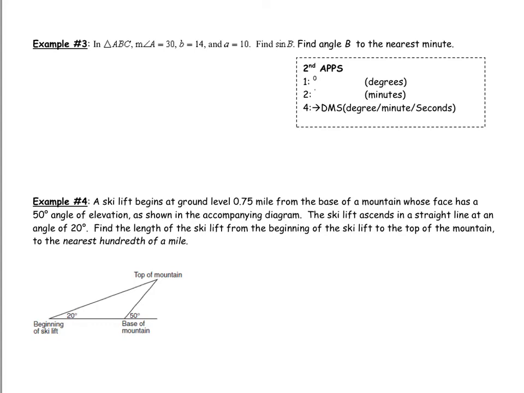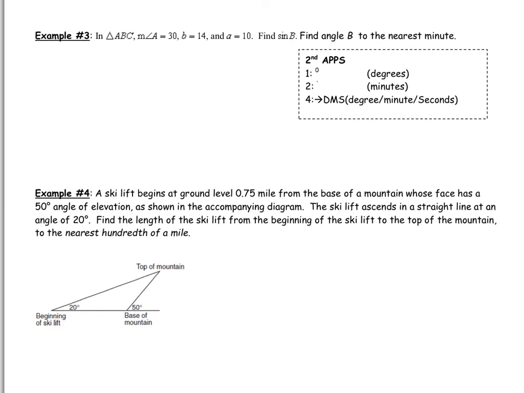Okay, example number 3. There's no picture drawn, so let's go ahead and draw a picture. They tell us it's triangle ABC. So triangle ABC. A is 30 degrees. Little b, remember that little b is across from angle B, is 14. And little a is 10. So remember, little a is across from angle A. So this is 10. And they want you to find sine of B and find angle B to the nearest minute. So first let's find sine of B.